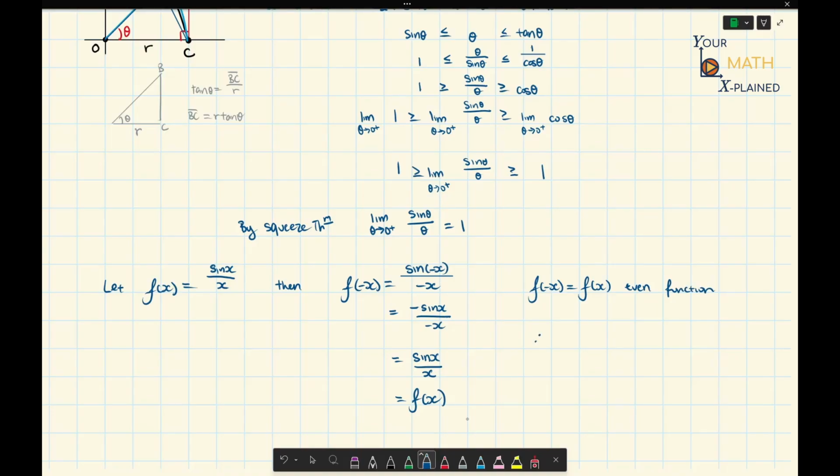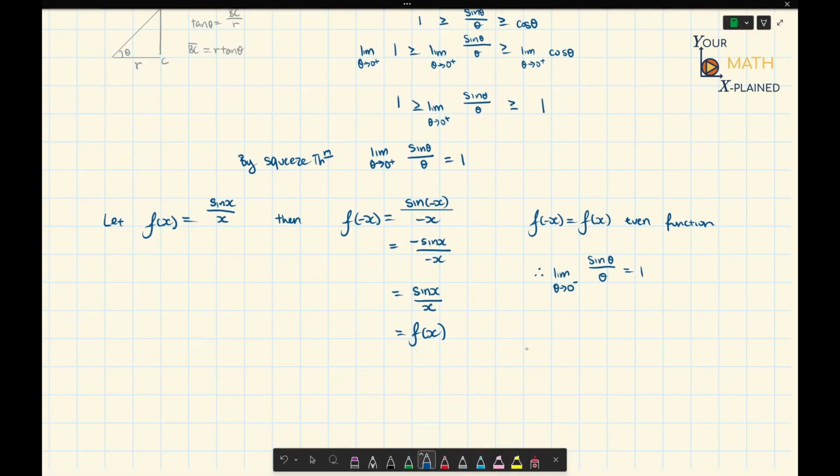And because it's an even function, we know that if we take the limit as theta approaches 0 from the left-hand side of our function, sine theta over theta, that is also going to be equal to 1. So now since both the left side limit and the right side limit are equal to 1, we can now finally say that the limit as theta approaches 0 of sine theta over theta is equal to 1. All right, now that was somewhat of a long one, but now the hard work has been done.